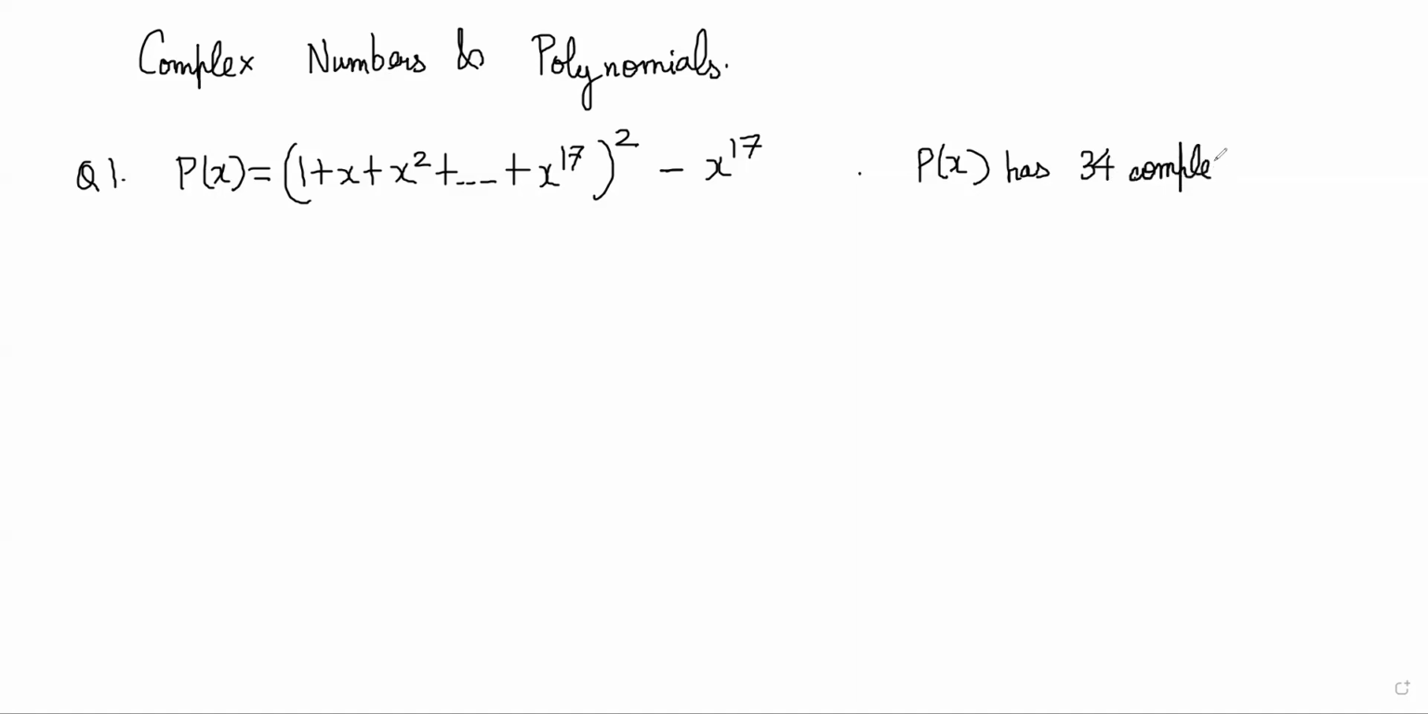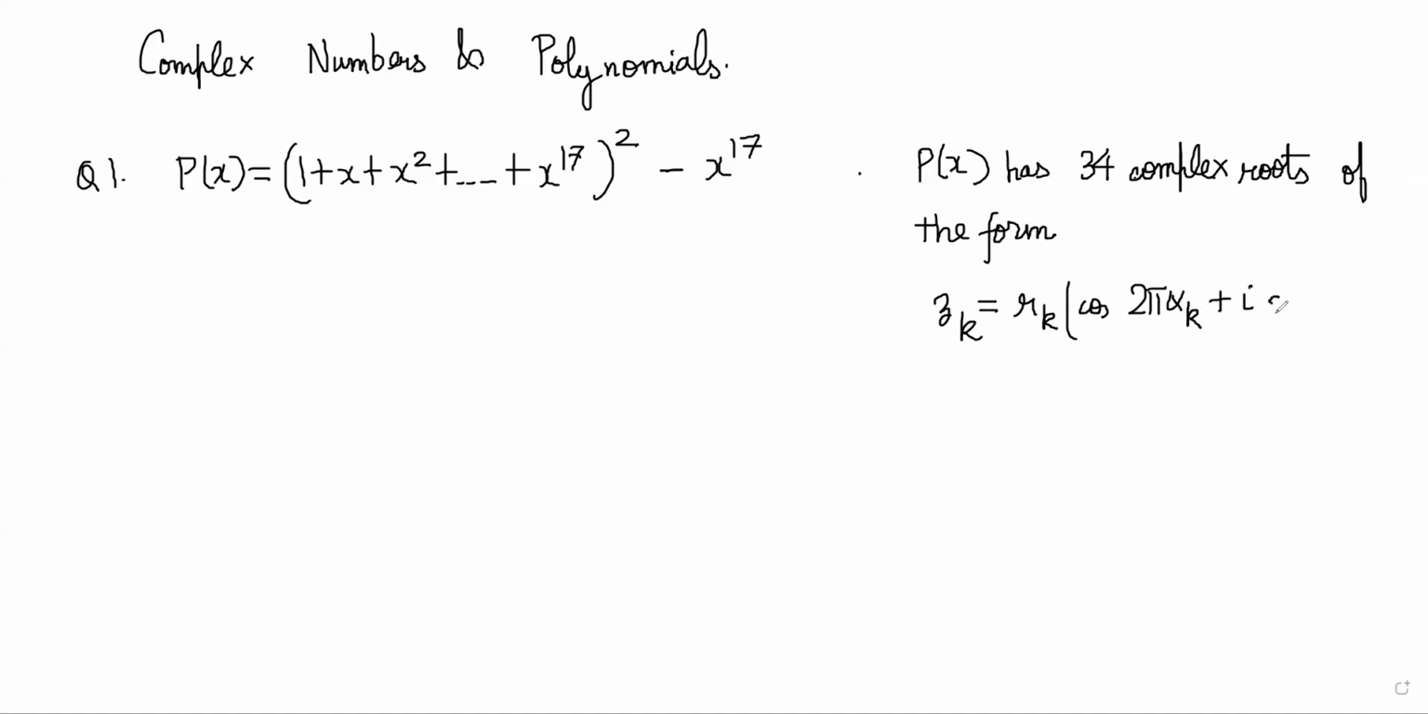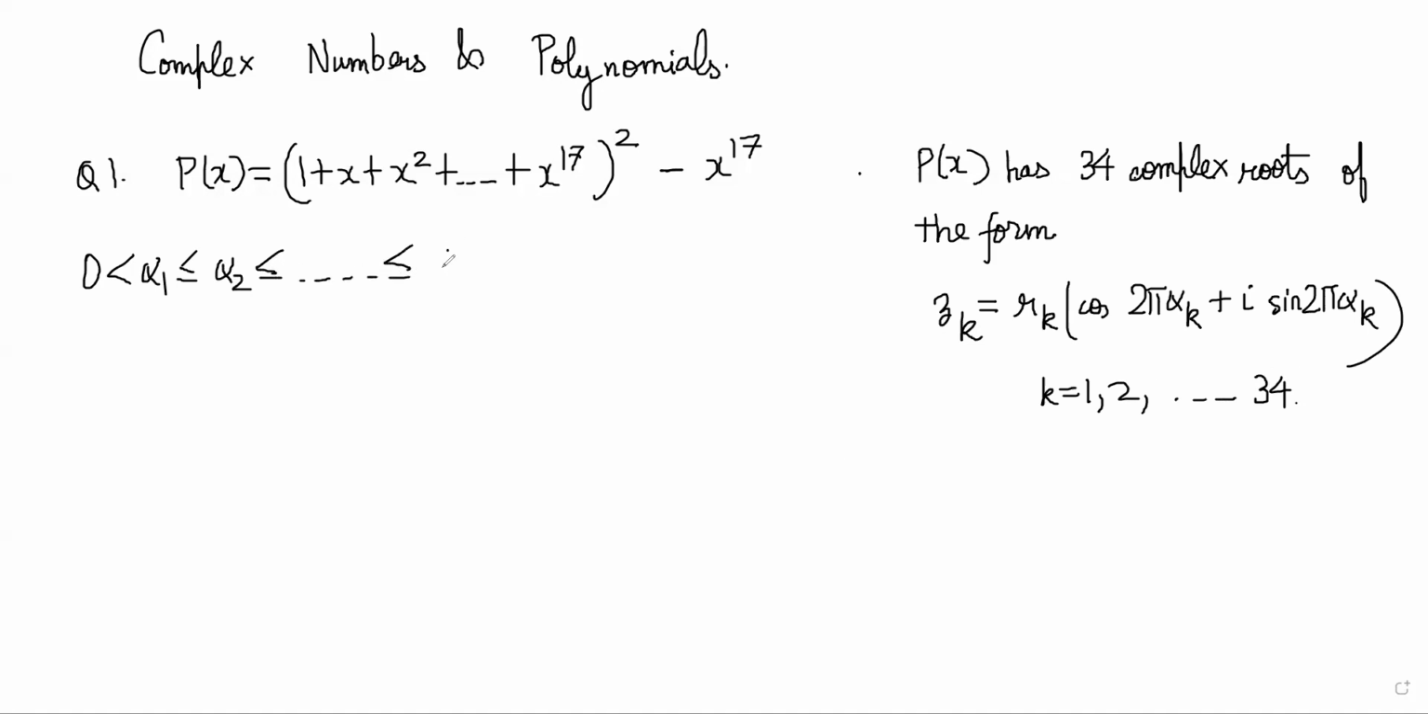complex roots of the form z of k is equal to rk times (cos of 2 pi alpha k plus i sine of 2 pi alpha k), where k goes from 1 to 34. And we have 0 is less than alpha 1, less than or equal to alpha 2, and so on till less than or equal to alpha 34, which is less than 1.